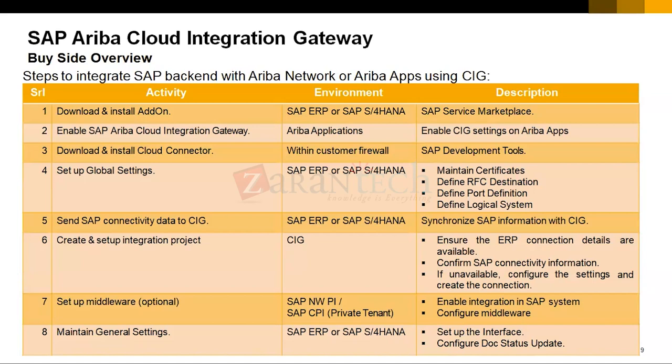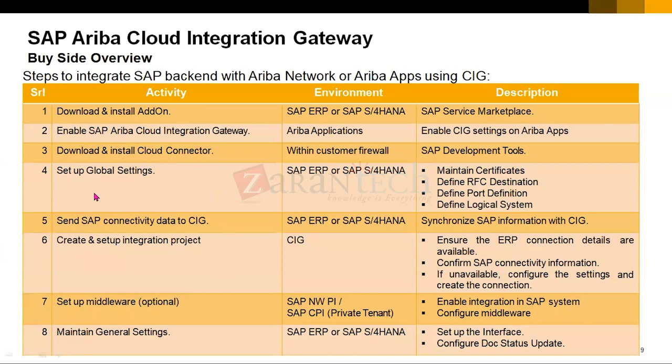If you see this slide, the first activity is downloading and installing the add-on. This is done by the basis consultant in the ERP system. Then we have to enable the Ariba CIG. This activity requires your Ariba customer support team's help, and we also have to do this activity. After that, we have to download and install the cloud connector. This activity requires basis consultant help; they will do it in the customer firewall.